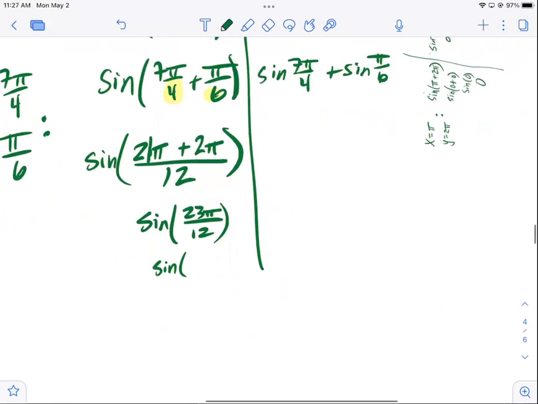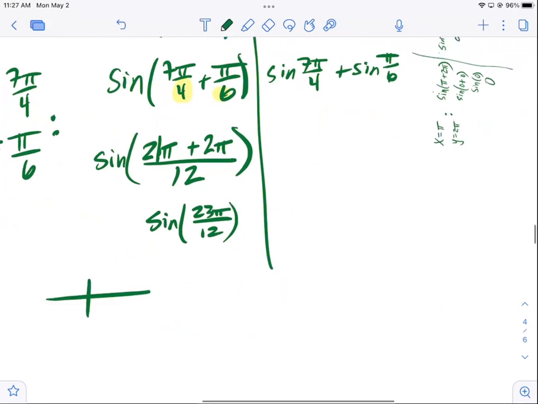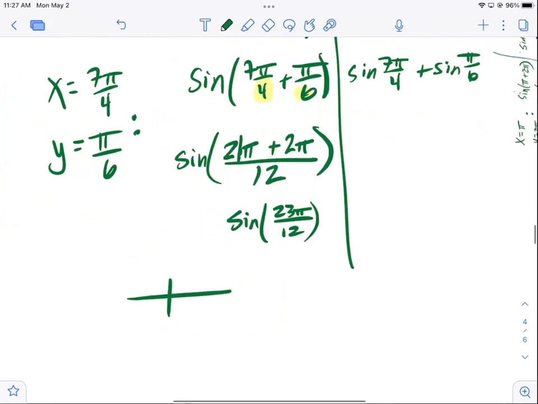Well, let's do this. It didn't end up being on the unit circle, but is that going to be positive or negative? Where does 23 pi 12 live? Are you sure? 23 pi 12? Quadrant 4. One rotation would be 24, right? Yes. So it should be right there, like you said, quadrant 4. So it should be positive or negative? If it's sine, it's below. It should be a negative number.